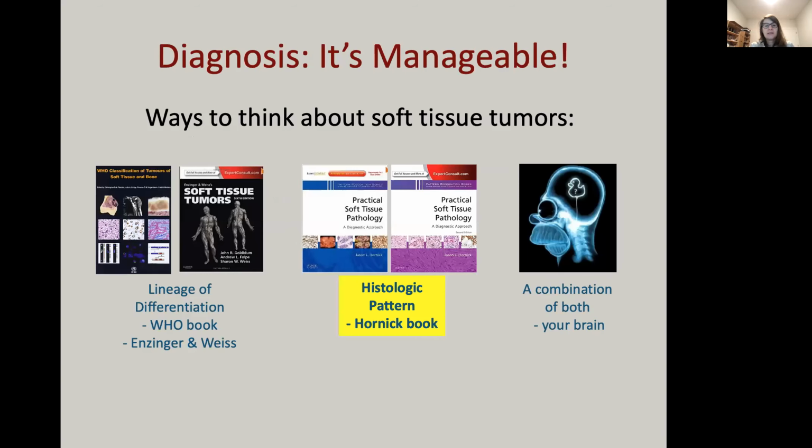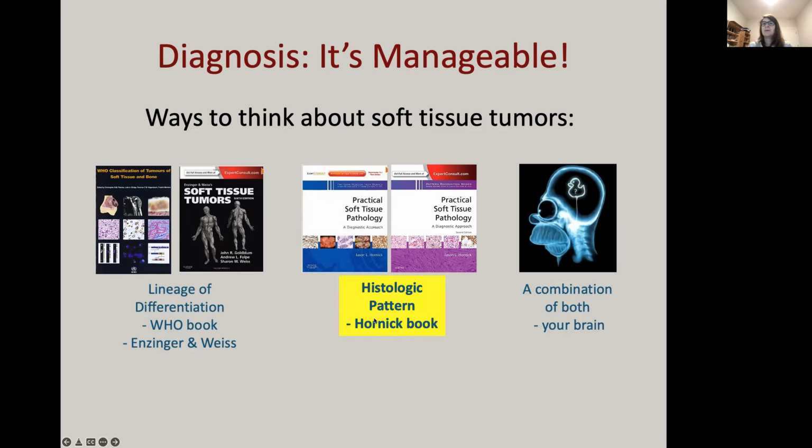When we look at diagnosing these tumors, there are ways proposed in textbooks to think about them. In the WHO, sorry, there's an updated one. There's a new, beautiful, gigantic, bright blue one that, if you don't have it and you're interested, I recommend you look into. Both that book and the Enzinger and Weiss are sorted by lineage of differentiation. So these are excellent for when you think you have a knowledge about what it might be, and you go to that chapter and you read about it. These are fantastic resources.